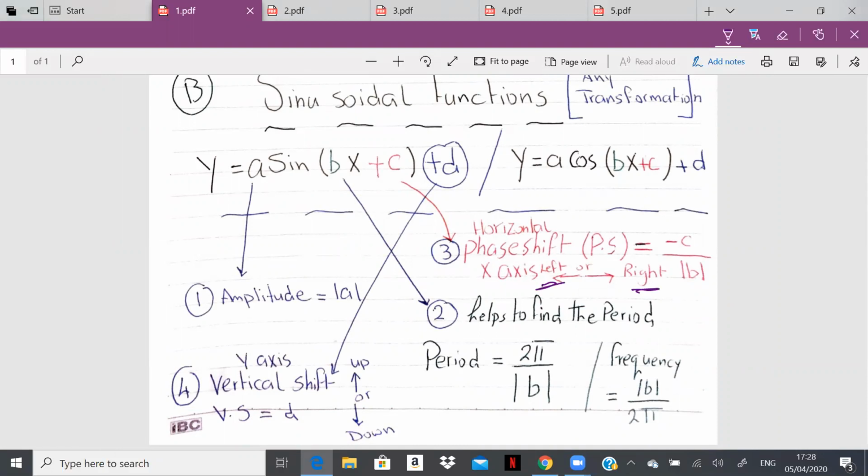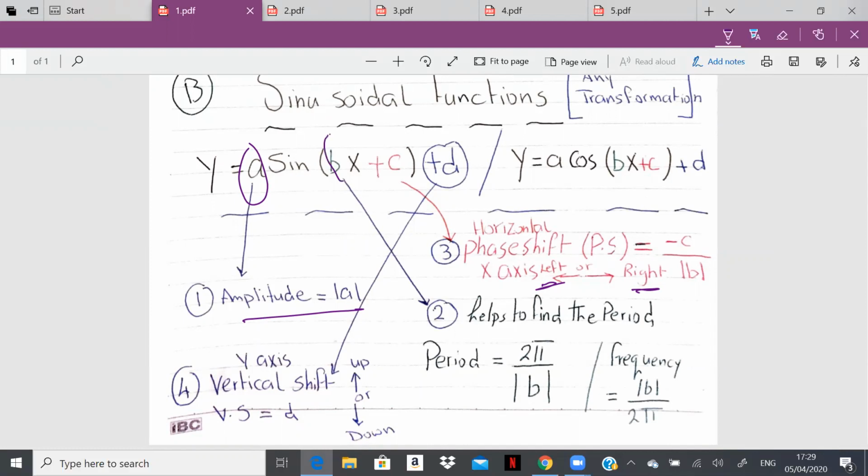What about the period, the frequency, the amplitude? It's only the letters. What is the meaning of the letter A? The coefficient of the sine, or the number. This is always the amplitude. Amplitude equals the absolute value of A, so there is no minus.